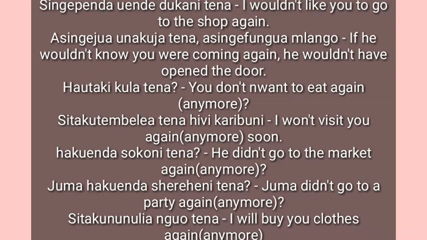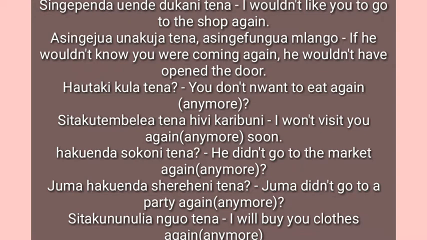Singependa uende dukani tena. I wouldn't like you to go to the shop again. Asingejua unakuja tena, asingefungua mlango. If he wouldn't know you were coming again, he wouldn't have opened the door. Hautaki kula tena? You don't want to eat again, or you don't want to eat anymore?